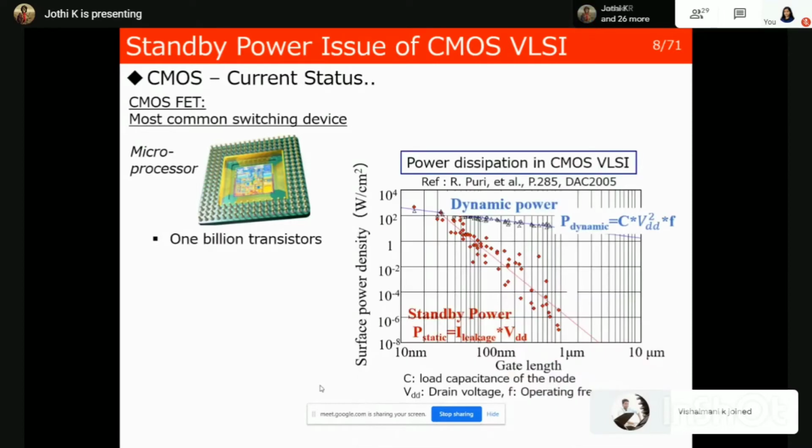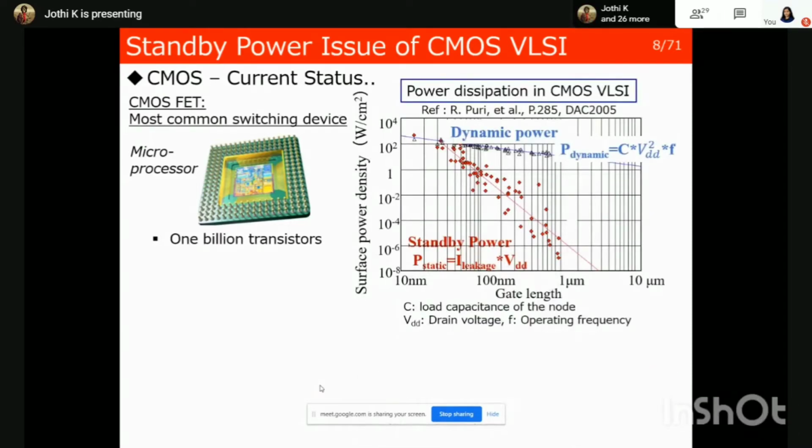There is a graph that we cited from the reference. On the x-axis you have the gate length. On the y-axis you have the power dissipation. The gate length is something you reduce. You can read the graph in reverse order, from 10 micrometer to 10 nanometer. We're reducing the size of it. Why are we reducing the size? That is our prime goal in CMOS: miniaturization. Consider your father's mobile and your mobile. We shrink the size. When you shrink the size, two things happen.